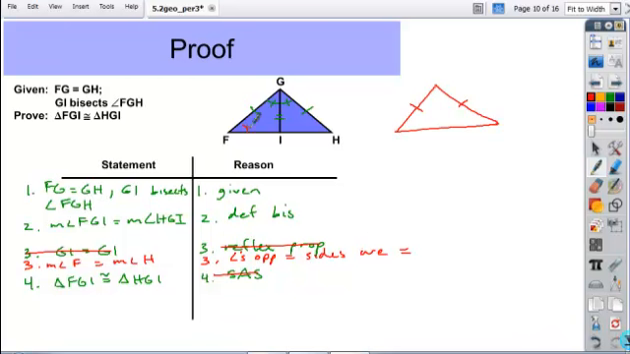So we could have made that statement, that we have these two angles now. Again, we would be disregarding GI for right now. So we have two pairs of angles and the included side. Is that one of our patterns? Yeah, so we could have justified this as step 4, two angles and the included side, ASA. Either of those would have been fine.